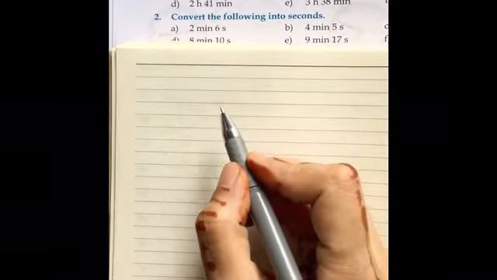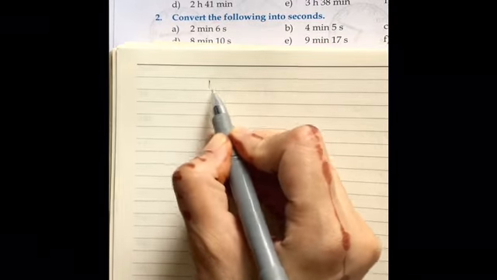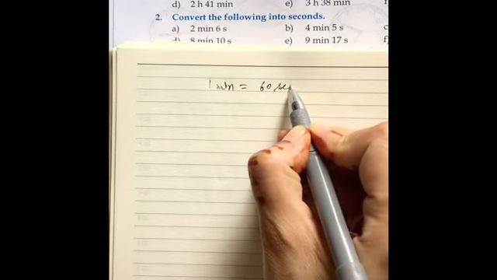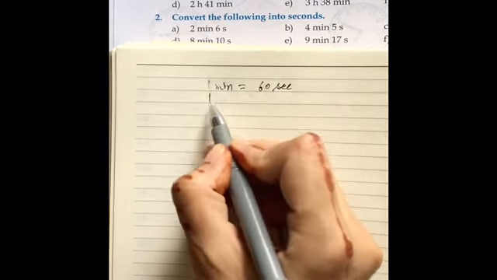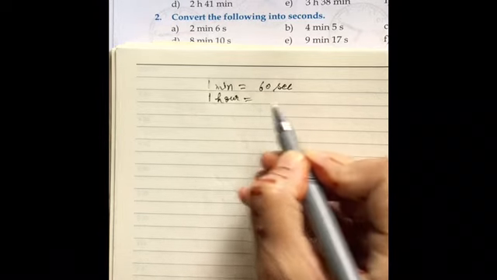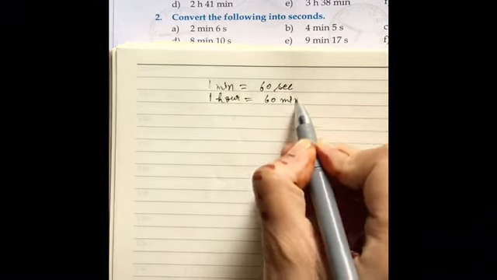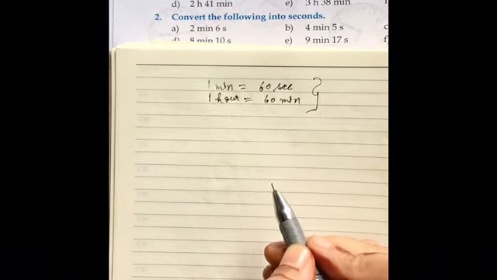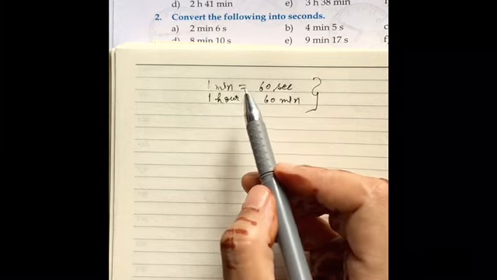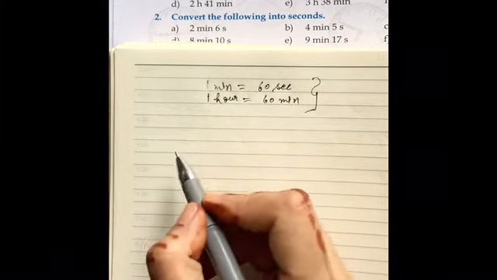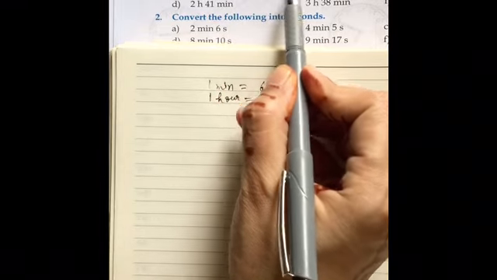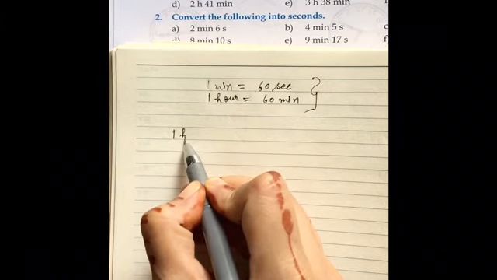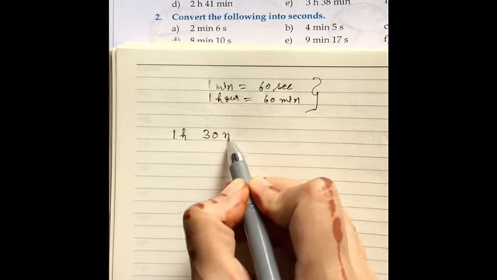Now let us take up a few conversions. As you know, 1 minute is equal to 60 seconds. 1 hour is equal to 60 minutes. So these are the few things that you will have to keep in mind while doing the conversion. Let's take up the first question now. Convert the following into minutes. We have 1 hour and 30 minutes.